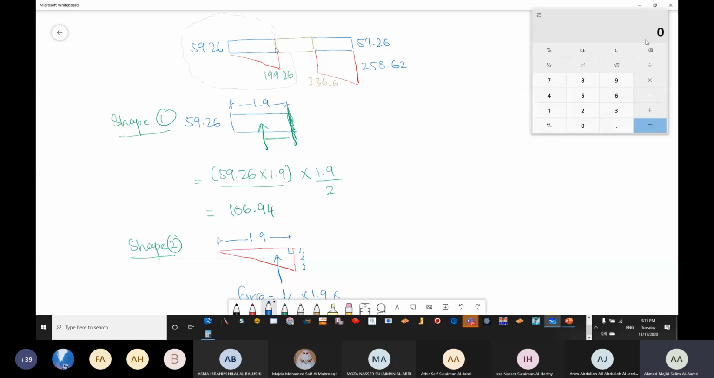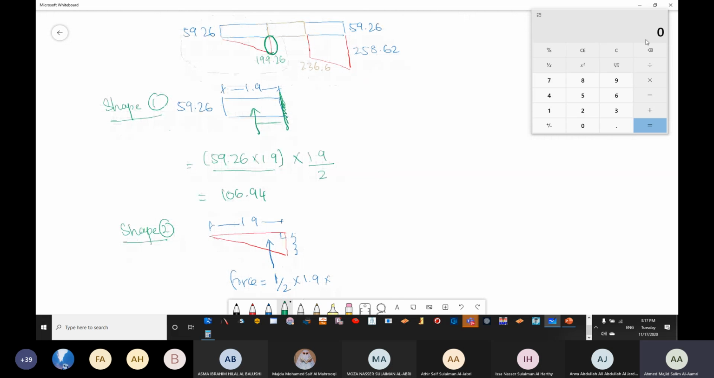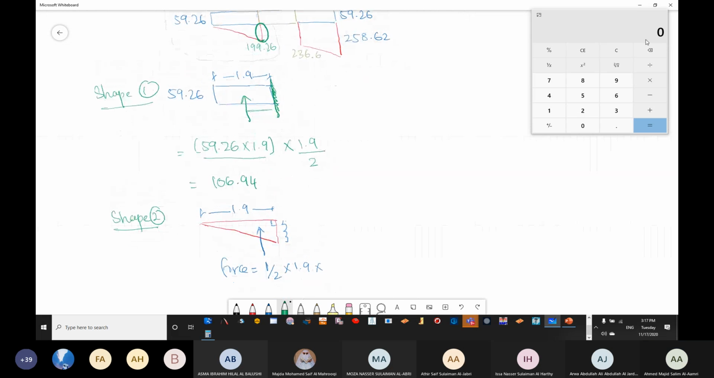The total is 199.26. How much is this portion? Can we say it is going to be 199.26 minus 59.26? Can I say like that?